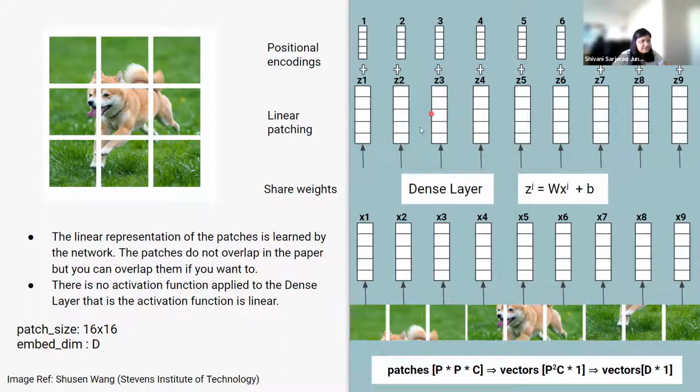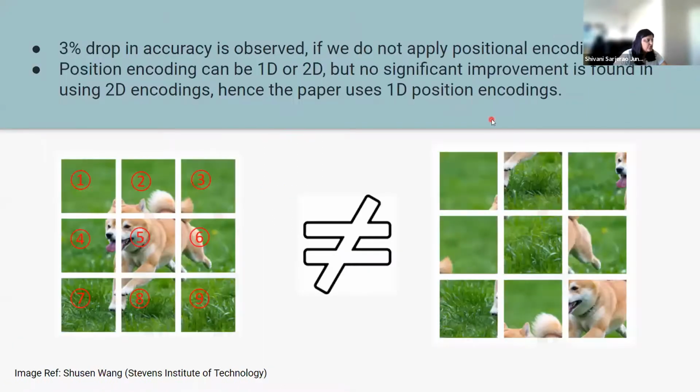Once we have this D-dimensional vector, we also append some positional encodings to this vector to give a final Z vector. So let us see why these positional encodings are important. If you compare the left image and the right image, you see that the patches in both these images are exactly similar. But just by changing the sequence of the patches, the actual meaning of the original image is lost.